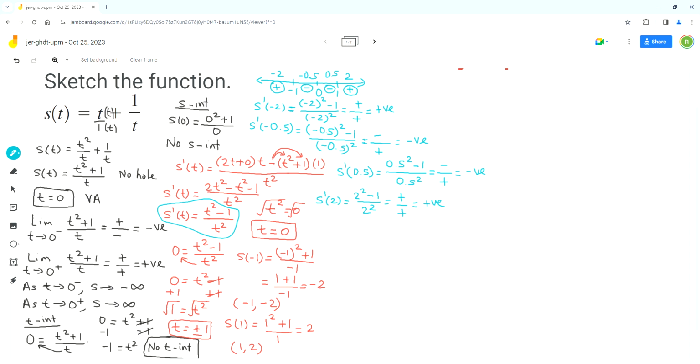Now in this function, the degree of the numerator is 1 more than the degree of the denominator. So this function does not have a horizontal asymptote, it has an oblique asymptote. Now the given function is s(t) equals t plus 1 over t. So in this function, the equation of the oblique asymptote is y equals t. So it's this term.